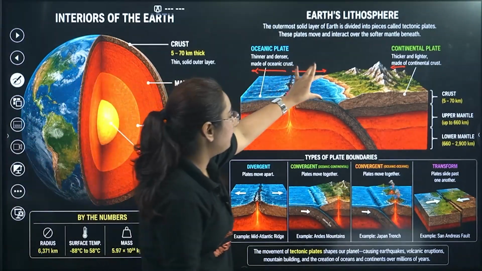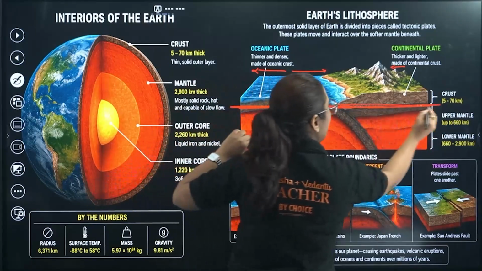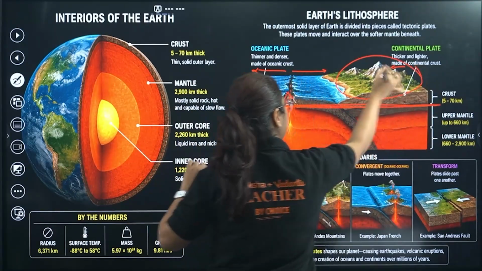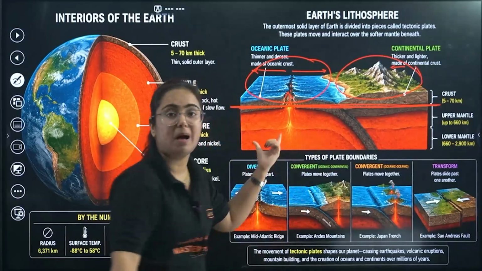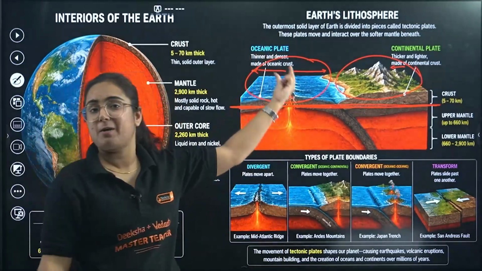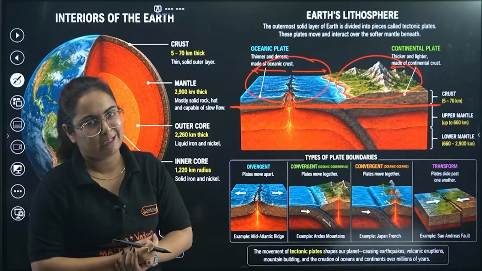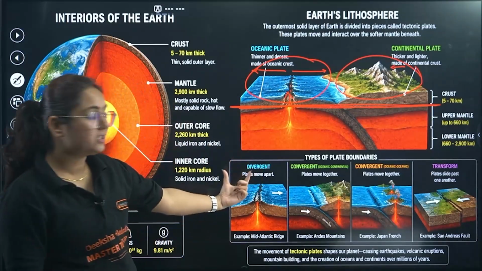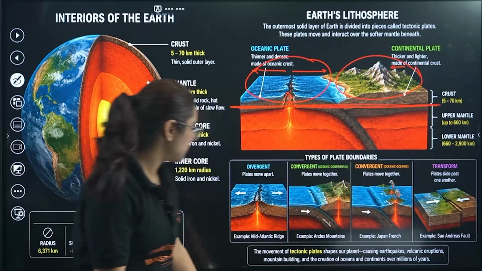So here we have plates over the mantle. See, this is the crust. Over the crust we have continental plates and oceanic plates, and below that we have molten magma. Whenever there are plate movements, this magma sometimes comes out in the form of a volcano or causes earthquakes, etc. Okay? So what are the types of plate movement? Divergent, convergent, as well as transform.